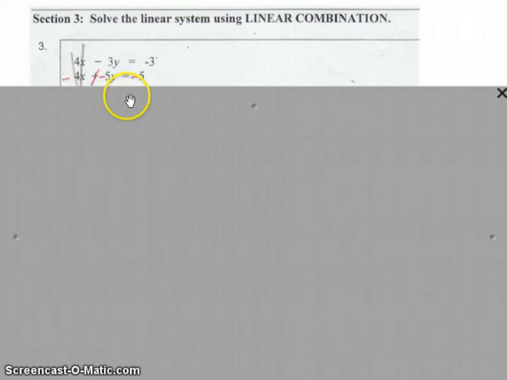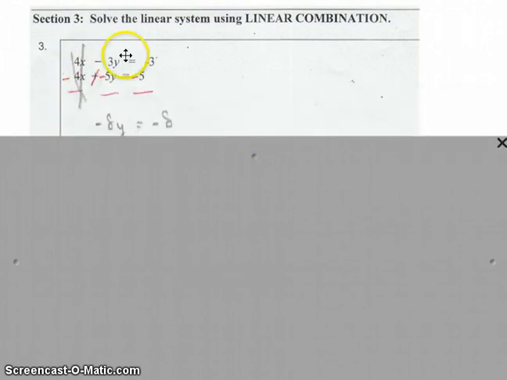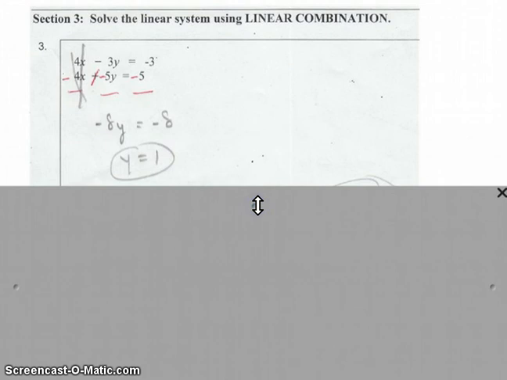Now it's going to be 4x minus 4x, and that goes away. And it's going to be negative 3y minus another 5y. Negative 3 and negative 5 make negative 8y. Just like over here, negative 3 and negative 5 make negative 8. So I've got negative 8y equals negative 8. Divide it away, and I'm going to end up with y equals 1.